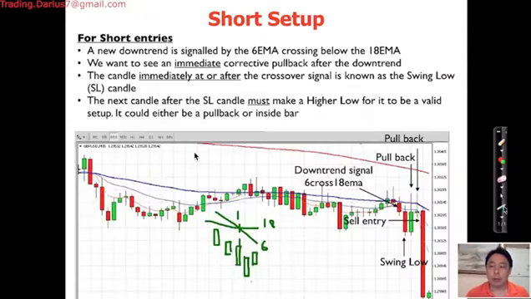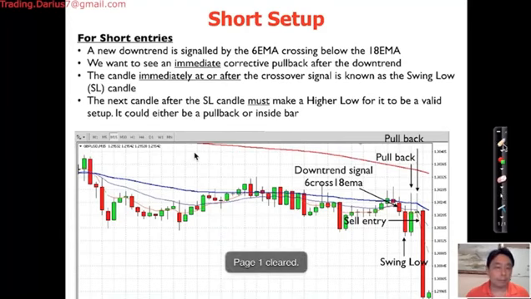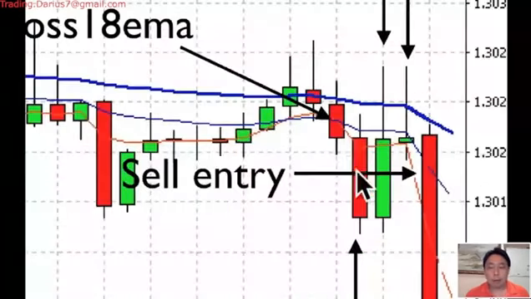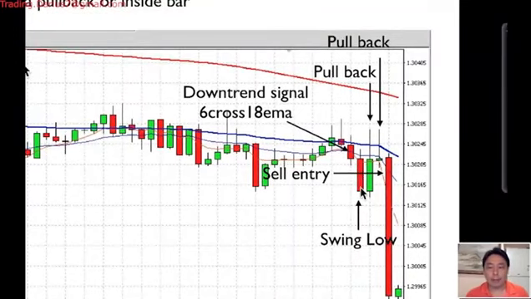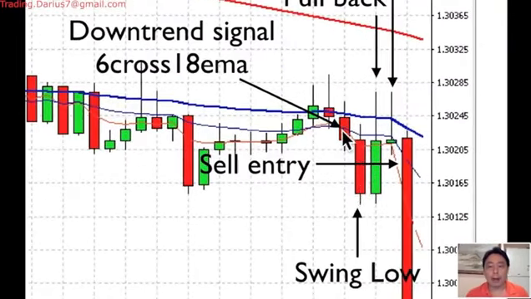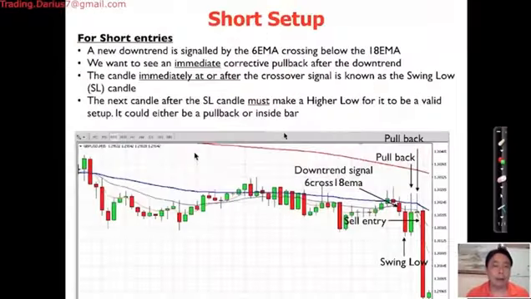So once again, let's go through the rules so we understand it clearly. Right after the cross, okay, we have got the swing low candle. So this is the swing low candle. And it's a valid swing low because it comes right after the cross. It could have come at the cross, but it's coming right after the cross, so that's fine, okay? So what happens? That's our swing low candle. Now the next candle must be a pullback or an inside bar, right?